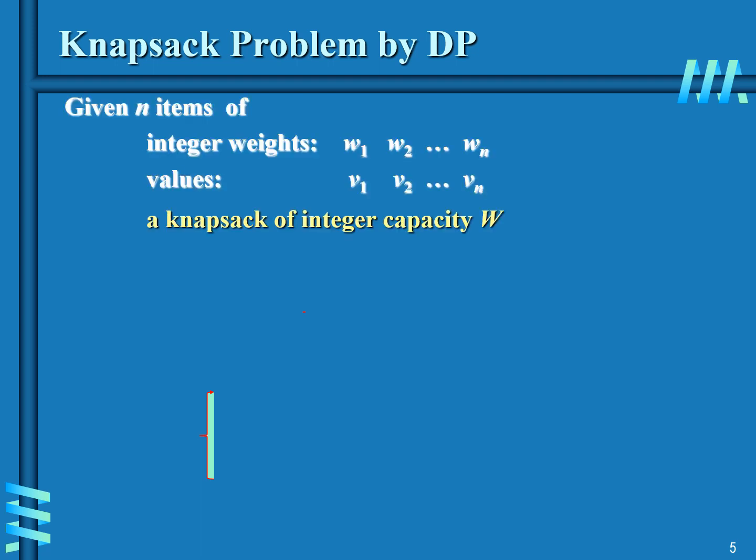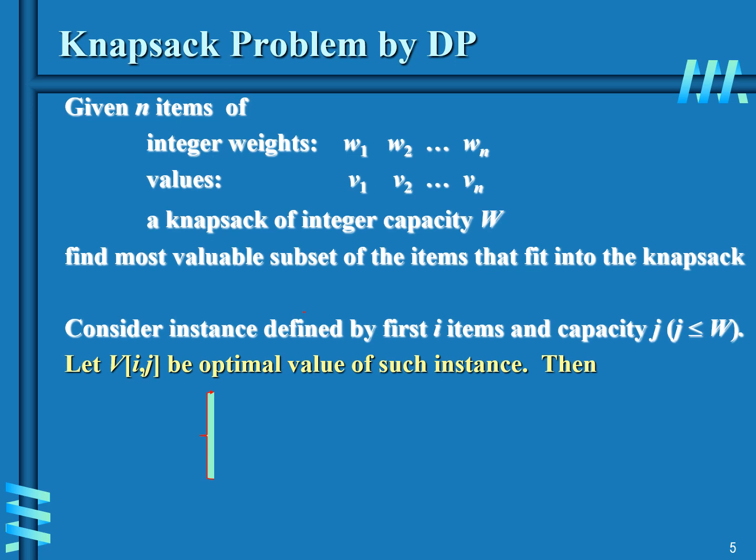So the statement of the knapsack problem is: given n items along with their weights, that is W1, W2, up to Wn, and the profits or values of those items, and the knapsack capacity W, find the most valuable subset of the items that fit into the knapsack. You know that this is an optimization problem, a maximization, so what we have to find is the most valuable subset of the items that fit into the knapsack.